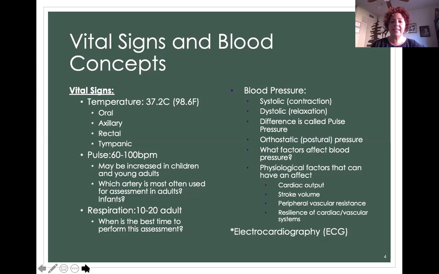When you're taking the pulse, you want to make sure you don't use your thumb. Just use your first two or three fingers because your thumb has a pulse of its own. So you might be feeling your own pulse instead of the patient's pulse. The radial artery is located on the thumb side of the wrist.